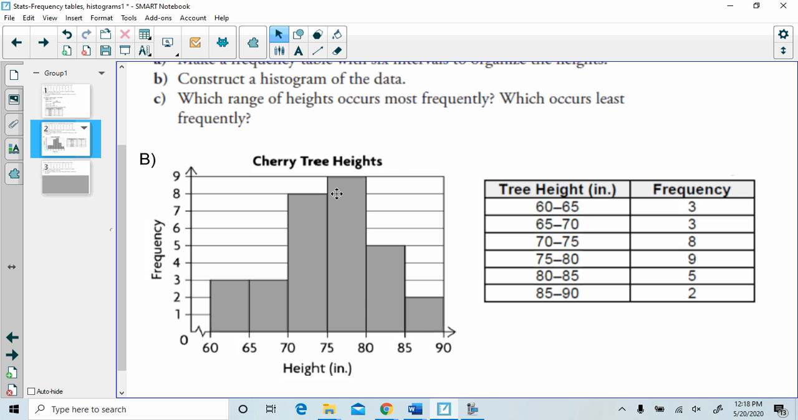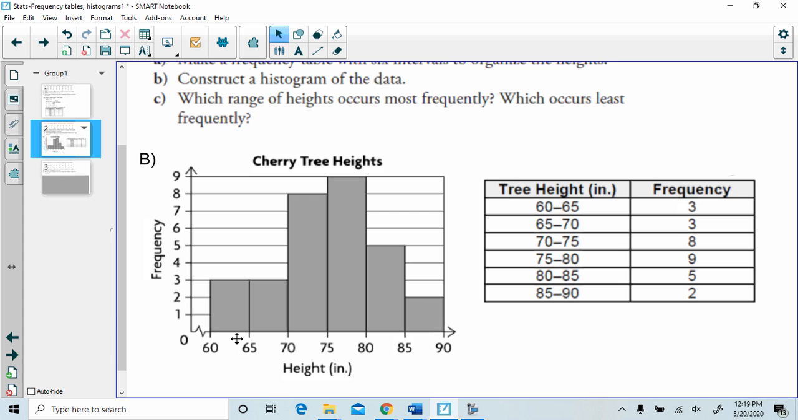So we've got the cherry tree heights. On the bottom, we've got the height in inches. On the side is the frequency. Notice that we chose a maximum frequency value of 9 because we have a frequency value of 9 in the chart. The bars should be connected. Histogram bars are always connected. Bar graphs sometimes are connected, but for histograms, always keep them connected.